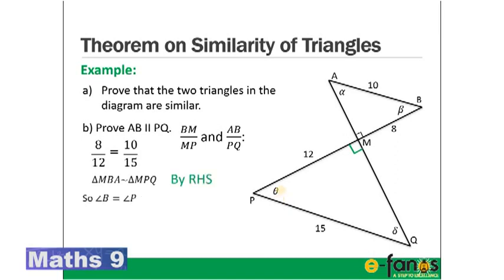So angle B equals angle P, or in other words, theta equals beta, and angle A equals angle Q, in other words, alpha equals delta. And so, by alternate angles, AB must be parallel to PQ.